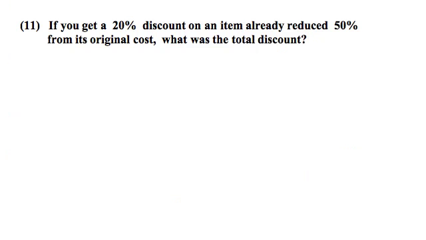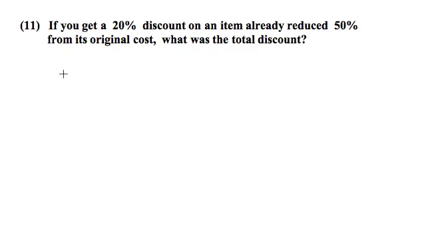This is an example that you would find in the grid-in section. If you want to try it on your own before looking at the solution, you can pause the screen now. If you get a 20% discount on an item already reduced 50% from its original cost, what was the total discount? There are no variables in the question, and there aren't any answer choices, but you can still choose numbers since it's dealing with relative amounts.